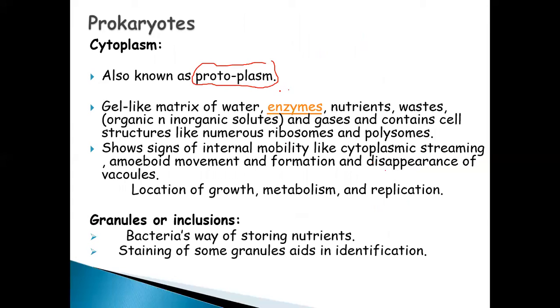As you can see, there are enzymes, and enzymes play an important role in metabolism, both anabolic and catabolic, right? This is the site where nutrients are stored, and you can also find waste products and gases. It also has a number of structures diffused within the cytoplasm. So the cytoplasm is a site of growth, metabolism, and replication. And that would make sense because of those enzymes that are present.